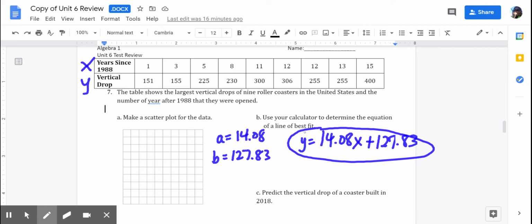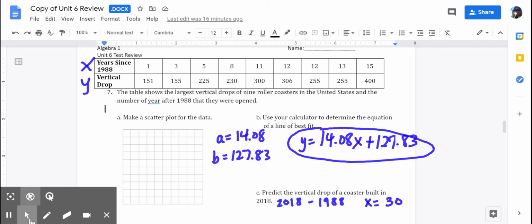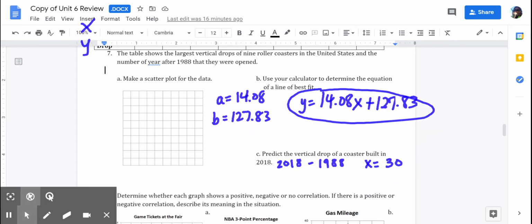They want us to predict the model of a coaster built in 2018. Be careful, we don't want to just plug in 2018 into my equation, because these are years since 1988. So the first thing I need to do is take 2018 and subtract 1988. And so that's going to give me an x value of 30. So now I can go in and actually plug in 30 into my equation.